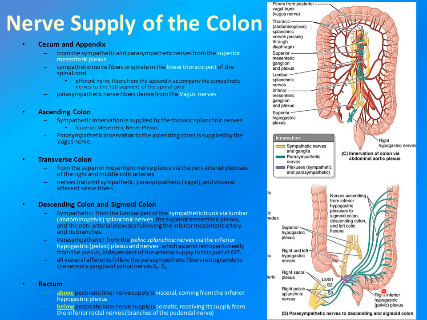Here's our parasympathetic component, the inferior hypogastric plexus, or pelvic splanchnics, and our superior hypogastric plexus, which contributes to sympathetic components. In terms of the rectum, again, the division is between if you are above or below the pectinate line. Above the pectinate line, nerve supply is visceral, coming from the inferior hypogastric plexus. If you're below the pectinate line, then innervation is somatic, being supplied by the inferior rectal nerves, which are branches of the pudendal nerve.